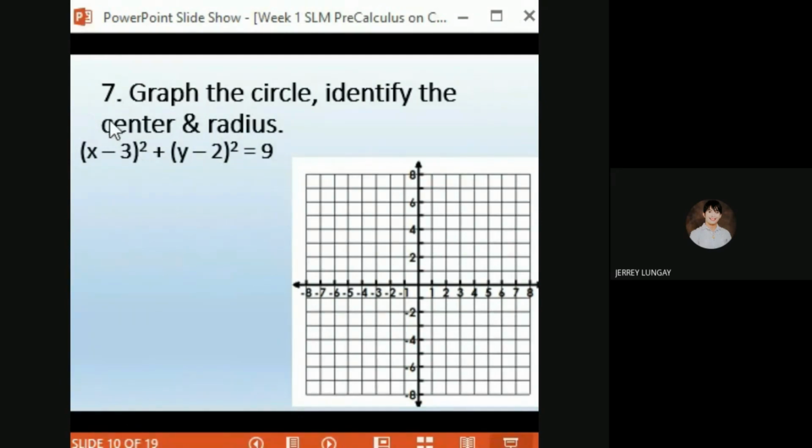Therefore, the center of example number 7 lies in the first quadrant. So 3, 2 is here. Then, what is the radius? 3. Very good, Camille Dolores. So, we count 3 units. 1, 2, 3. Then we draw the circle. Okay, we have now graphed the circle, class.